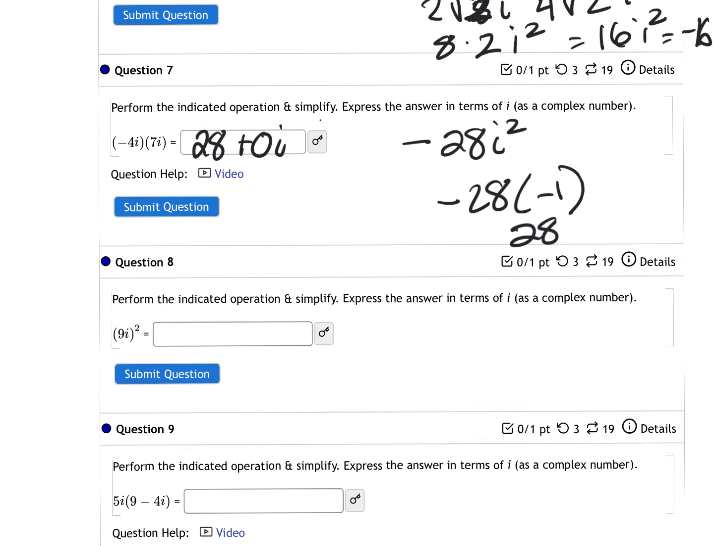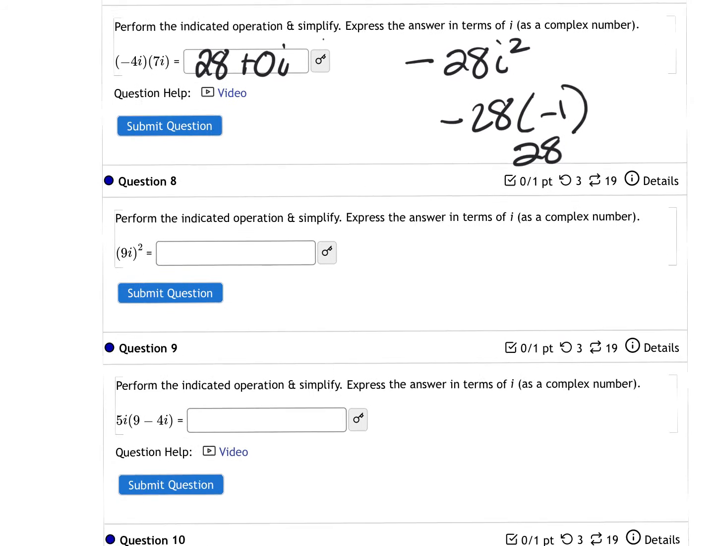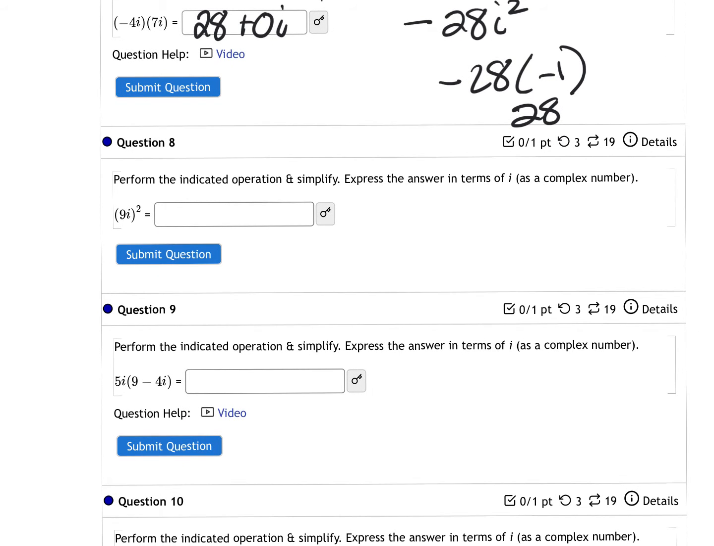Why don't I just pause real quick and check how they want that answer. I did check, and they just want it as a whole number. 28 works just fine. So this would be 81i squared, which is negative 81. And they want it just as negative 81.